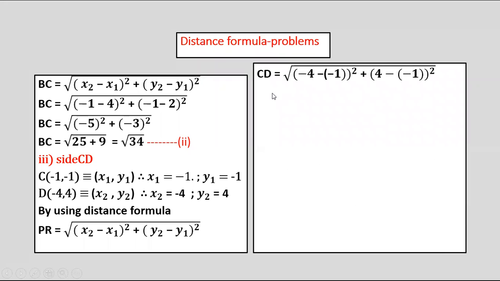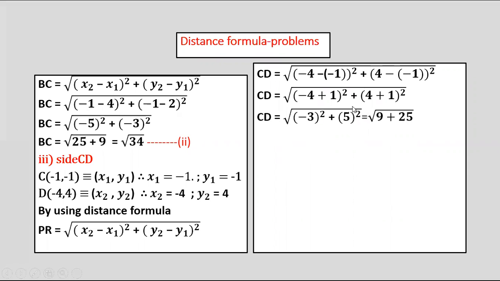Therefore, CD is equal to square root of (minus 4 minus of minus 1) square plus (4 minus of minus 1) square, which is (minus 4 plus 1) plus (4 plus 1) square. Therefore, CD is equal to square root of minus 3 square plus 5 square. Minus 3 square is 9, 5 square is 25. CD is equal to square root 9 plus 25, therefore CD is equal to square root 34. We get equation number 3.